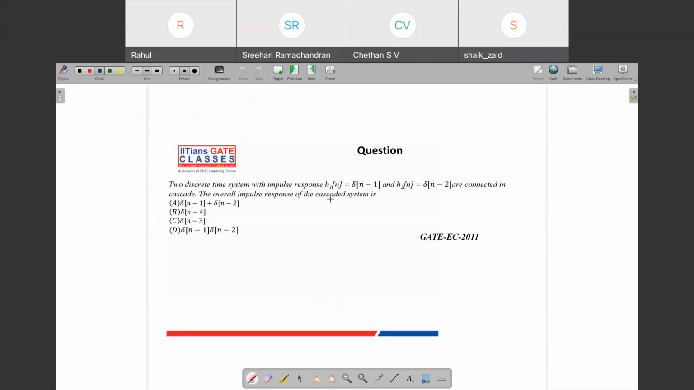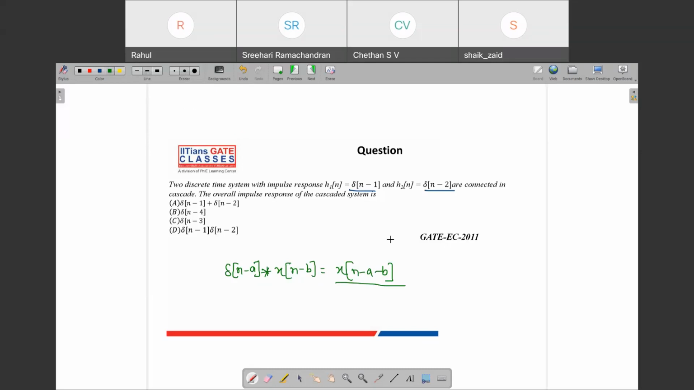Now, two discrete time systems with impulse responses h1 and h2 are connected in cascade. The overall response of the cascade system is? For this problem, you can use the property that delta of n minus a convolved with x of n minus b will be equal to x of n minus a minus b.